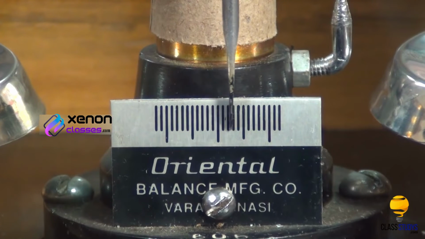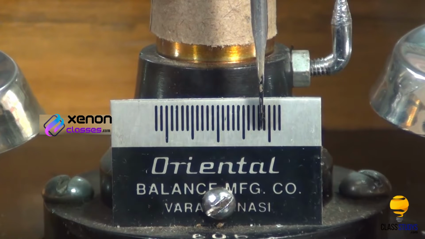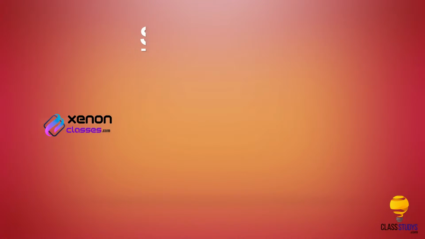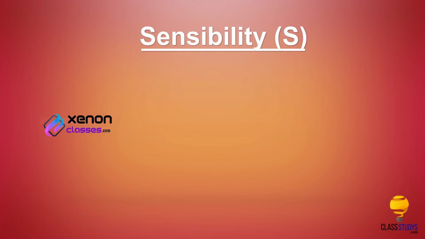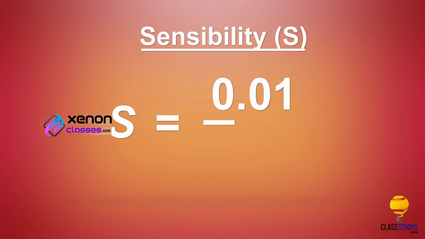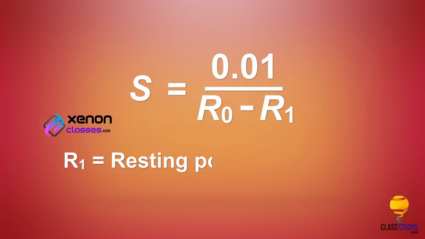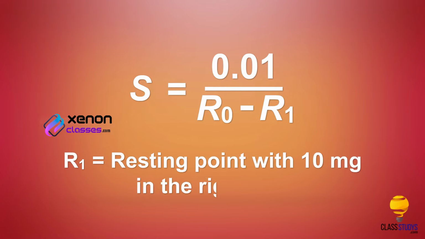The sensibility S is the weight required to shift the resting point of the balance by one division. It is calculated from the equation S is equal to 0.01 divided by (R0 minus R1), where R1 is the resting point with 10 milligrams in the right pan.